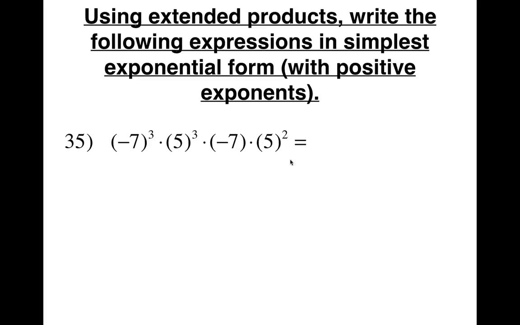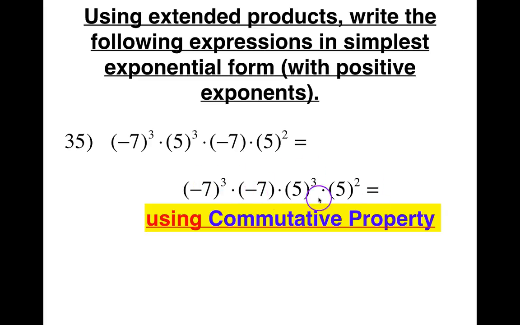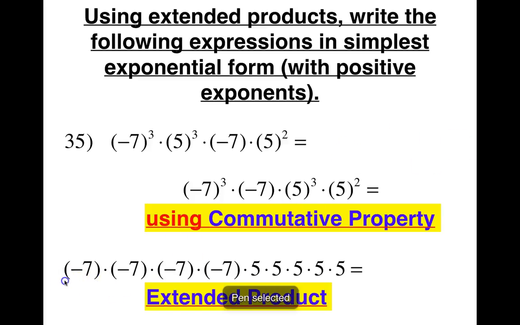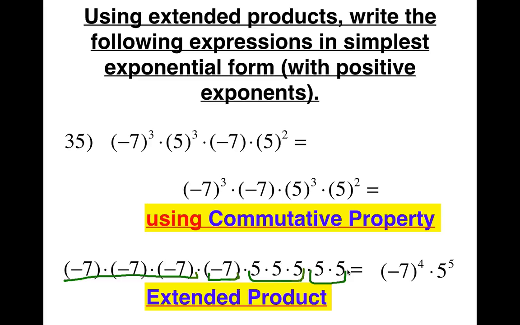So here, numerically, negative 7 is smaller, so we're going to put that one first. Okay, so I paired the base of negative 7s together first using commutative property, and then 5 afterwards. Then I'm just going to use extended products. There's 3 here. Whoops. There was my first group of 3, and then my group of 1, and then my group of 3, and group of 2, so that you can see how I came up with that. So I'll rewrite this as negative 7 with parentheses to the fourth power and 5 to the fifth power.